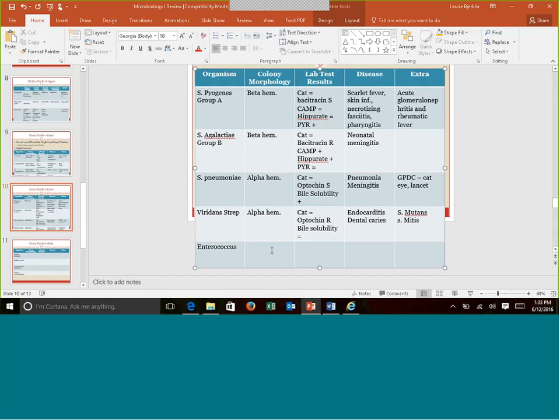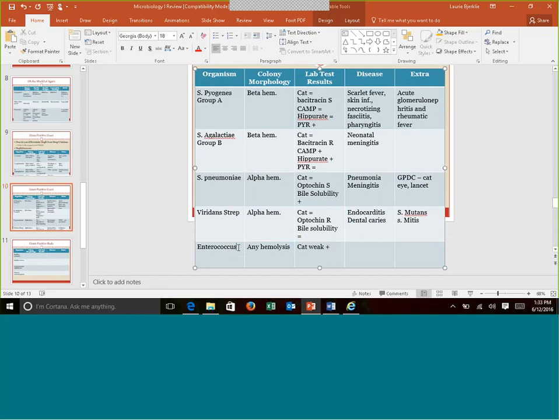Enterococcus can be any hemolysis. The reason that we have Enterococcus with the streps is that it has more features to be like the strep than it does the staph, so we always put it here. This is the one that is catalase weak positive. It might be so weakly positive that you miss it and call it catalase negative, which is fine.